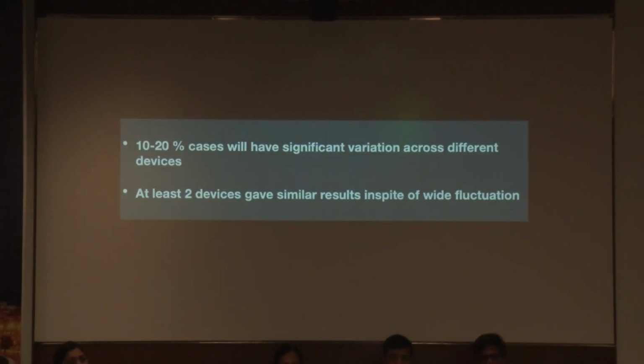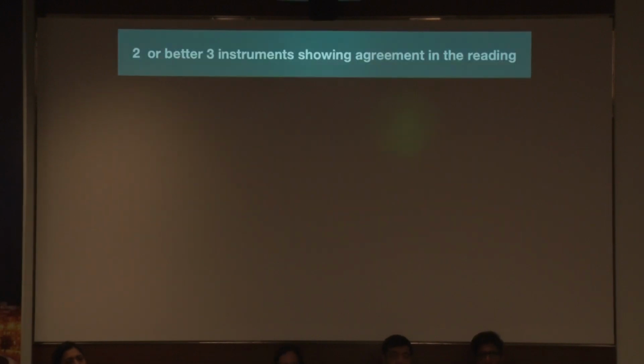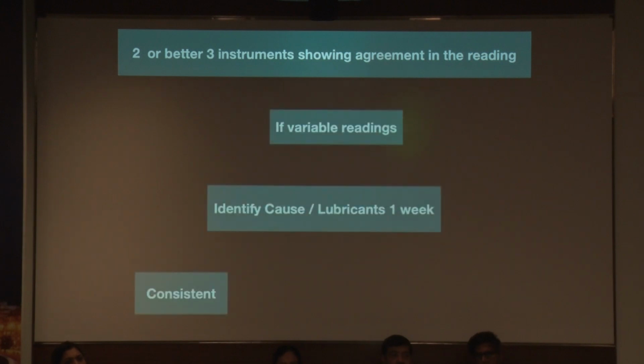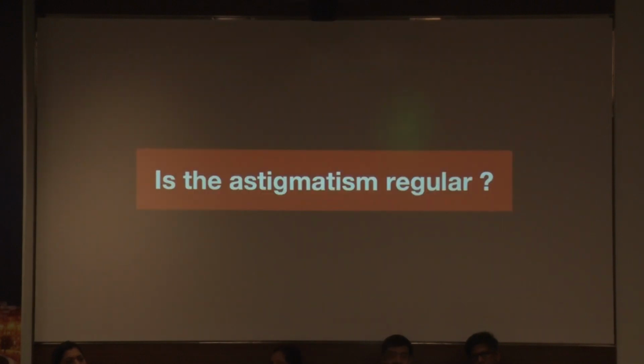So what do you take from this data? Basically, of the cases that come to you, out of 100, 10 to 20% will have significant variation across different devices. The idea is that you should get 2 or 3 devices showing consistent values. That's where you will get it right. But if you still get variable readings, the best is not to do the measurement at that point, identify the cause or treat it with lubricants and wait for the consistent reading to come. And if it still doesn't come and they are very close by, you go in for what is called a median reading. We will see that.